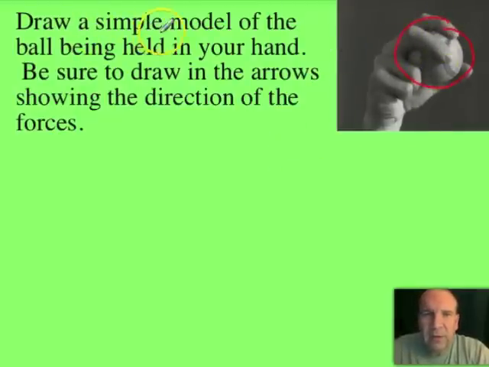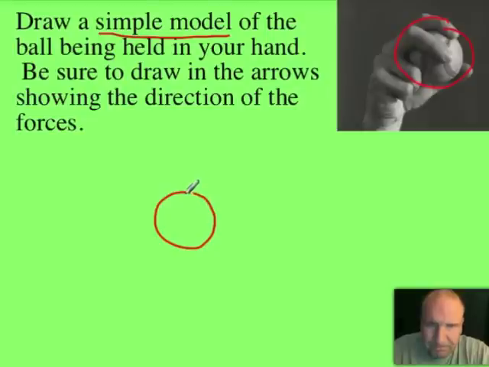Now, you have that same ball and that same hand right here. One of the other things you're going to have to be able to do is draw simple models. So draw a simple model of the ball being held in your hand. Be sure to draw in the arrow showing the direction of the forces. Okay. So I'm going to draw the ball in as a circle. If you wanted to make it a rectangle, you certainly can. Then I'm going to have a rectangle on top. And I'm going to label that as the hand.